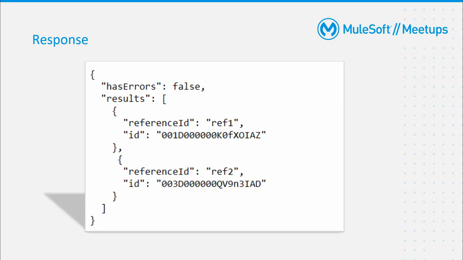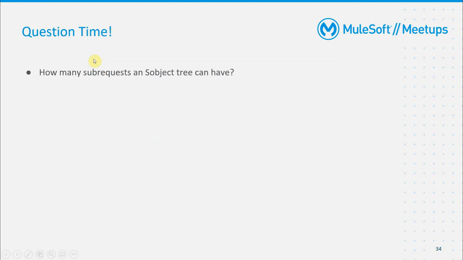If it got failed, it will not have the ID, but it will have the messages. Let's go ahead. Question 10. So it says, how many sub requests in a subject tree can I have?